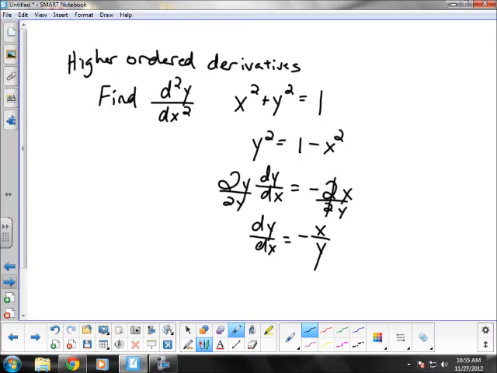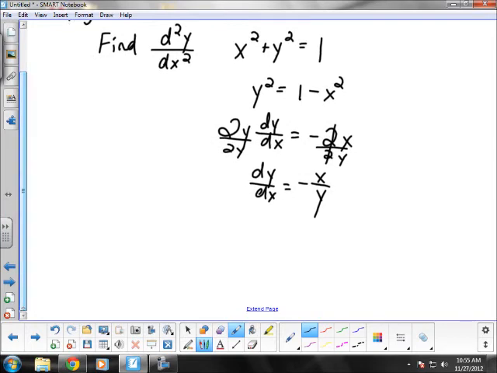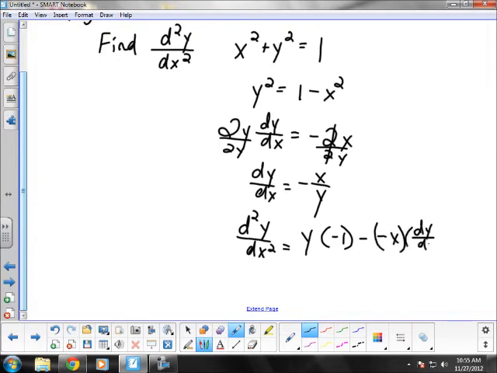Now what do you do? You just do it again, just like you've always done. So the derivative of this is the second derivative of y with respect to x twice. But now this is the quotient, so I got to use the quotient rule, right? How about low d high minus high d low over low squared.